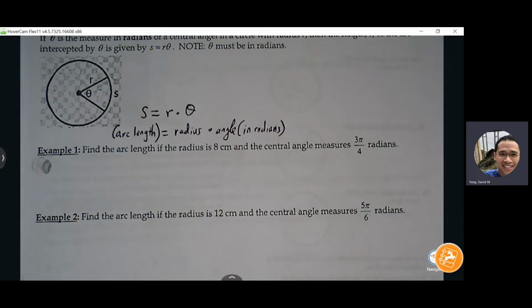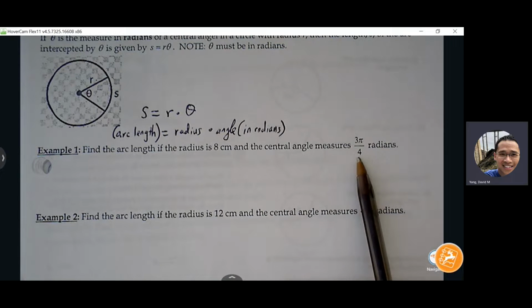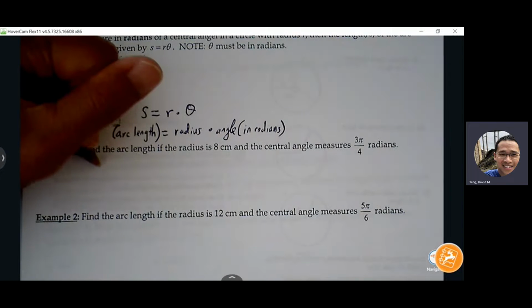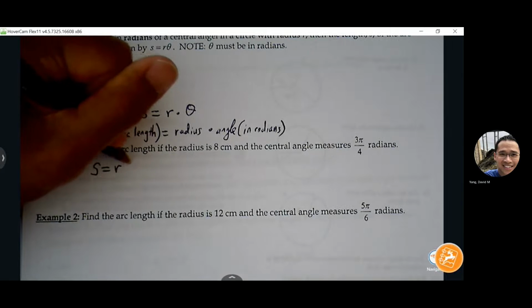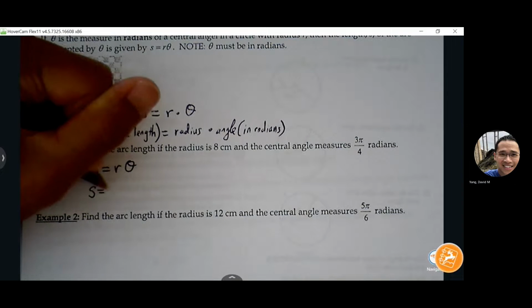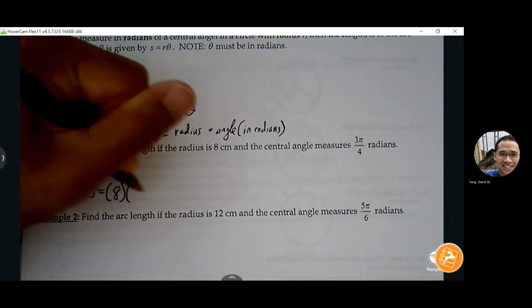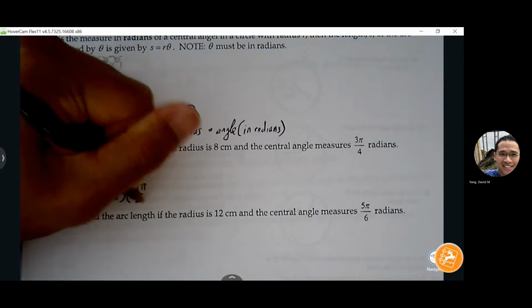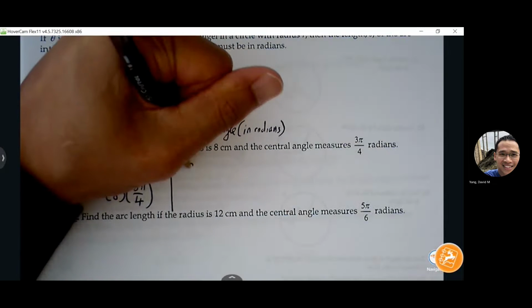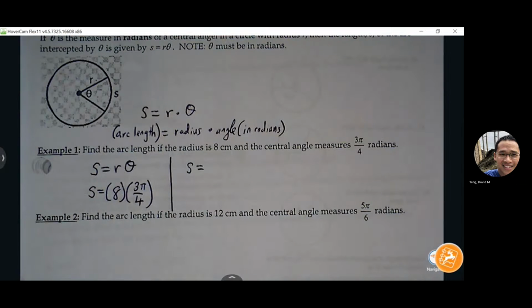Okay, example 1, find the arc length. So we're looking for S. If the radius is 8 centimeters and central angle is 3/4. So this is easy because theta is given to you in radians, so there's no adjustment needed. We can plug directly into our formula. And S equals R theta. R is 8. Theta is 3/4. Any questions here?